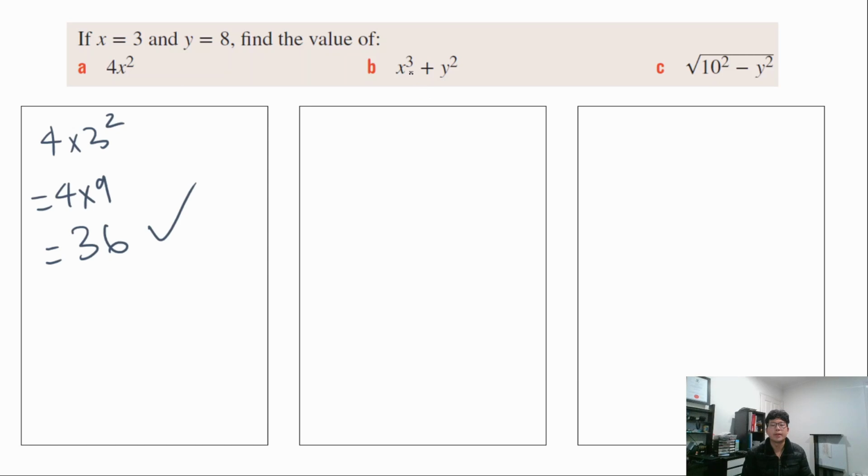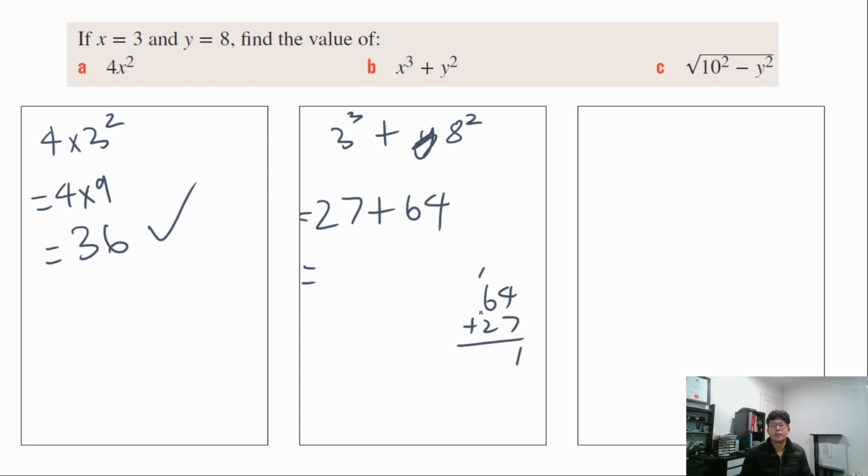Next question, we have x cubed plus y squared. Let's just do 3 to the power of 3 plus 8 to the power of 2. I've already substituted them in. 3 to the power of 3 is 3 times 3 times 3. If you work that out, that will give you 27 plus 64. And now to get the final answer, we'll do 64 plus 27, which gives you 91. Give yourself a tick if you got that one correct.